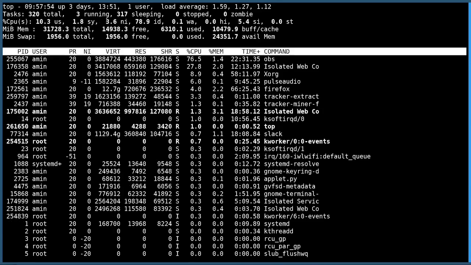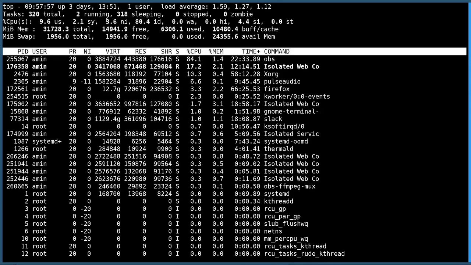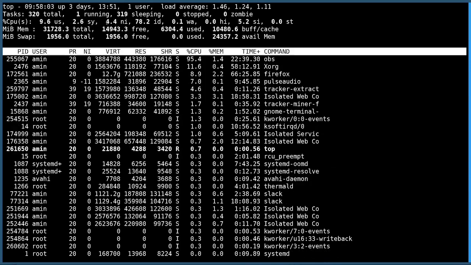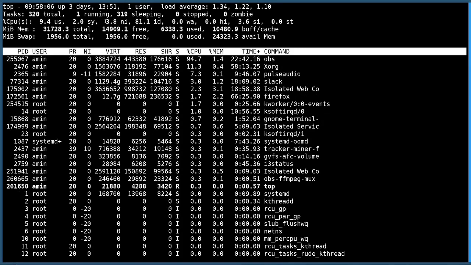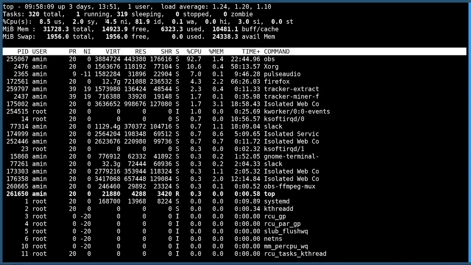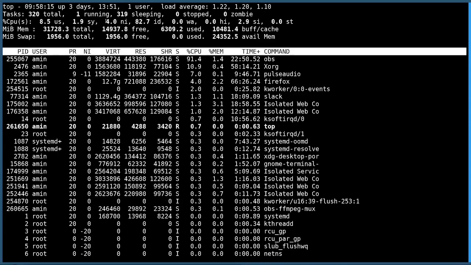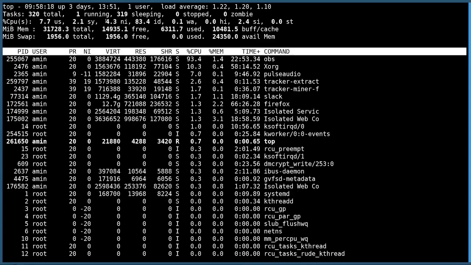The third item is NI. That's nice, as in nice processes. So it's very similar to US because it is user space, but this is the percentage of time spent by the CPU running user space processes where the priority has been changed. Nice processes can have more priority or less priority in the system run queue. So it's good just to know.